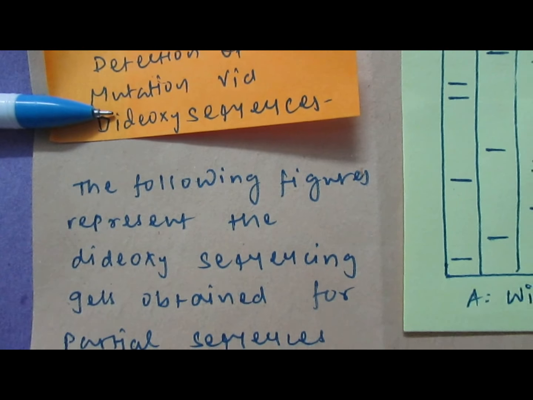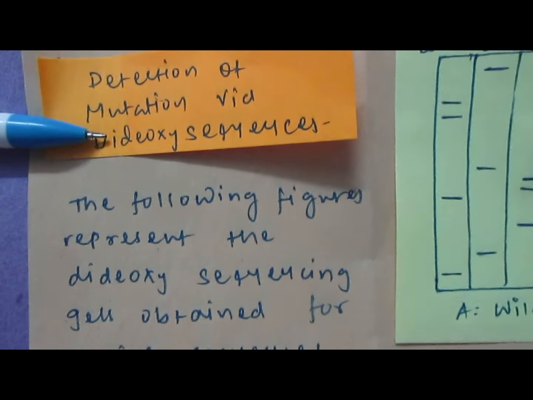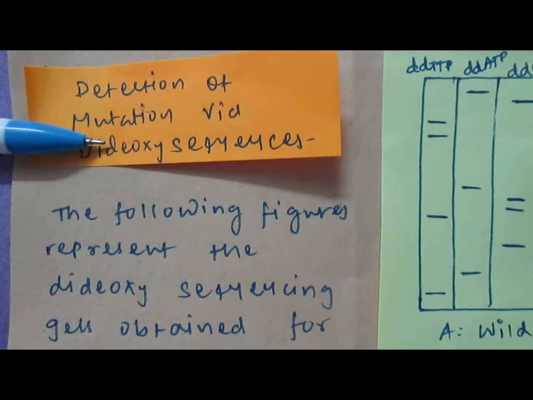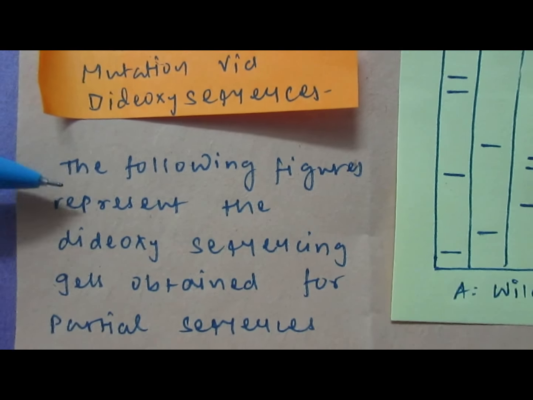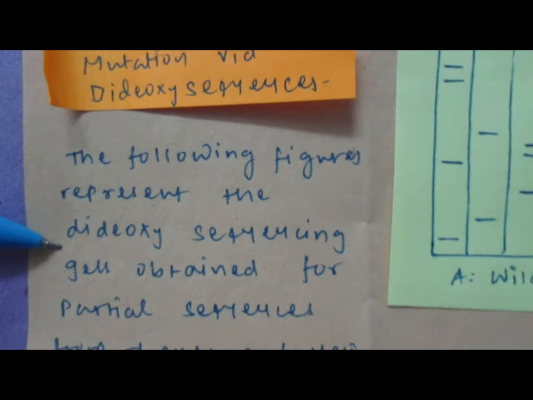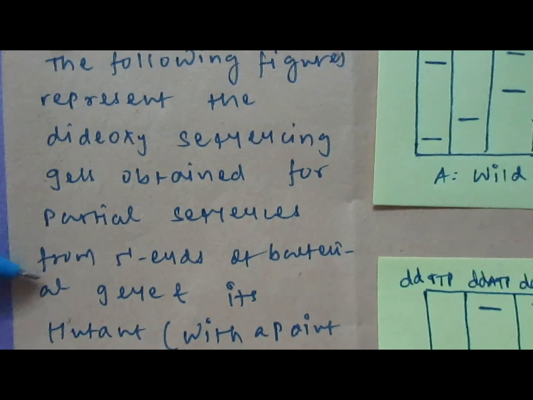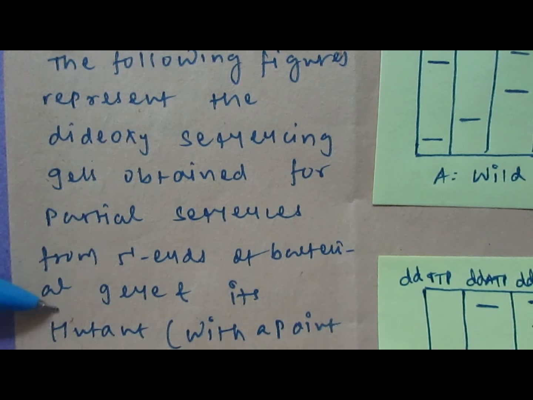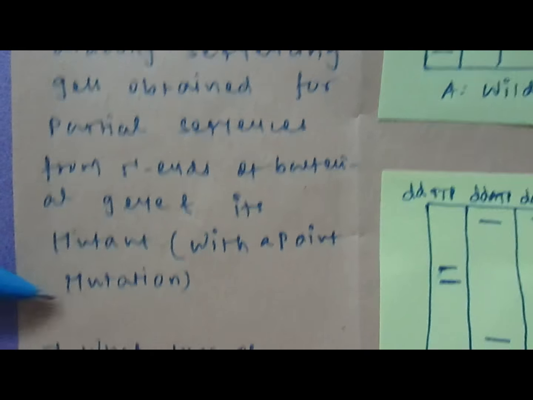Hello friends, today we will try to solve a small difficult problem on detection of mutation in the dideoxy sequencing method. And here is the problem. The following figures represent the dideoxy sequencing gel that is obtained for partial sequences starting from the 5' end of a bacterial gene and its mutant strain having a point mutation.